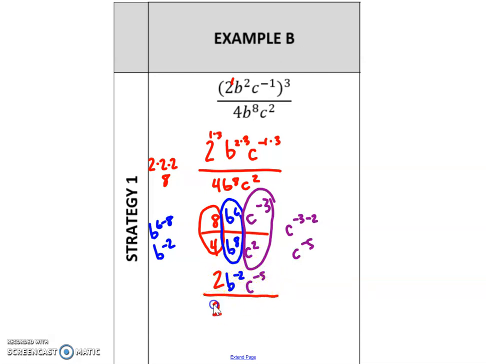So we end up with 2. Oh, I don't like that that's right there. Let's write it over here because I think you're going to think that's a fraction. All right, so we have 2 stays, but now that b to the negative is going to cross the line. An exponent changes its sign, and our c is going to cross the line and change the sign. Okay, all right, so a little bit confusing.